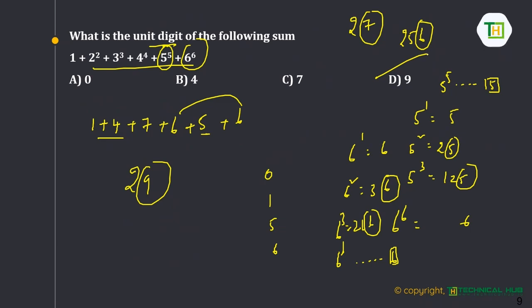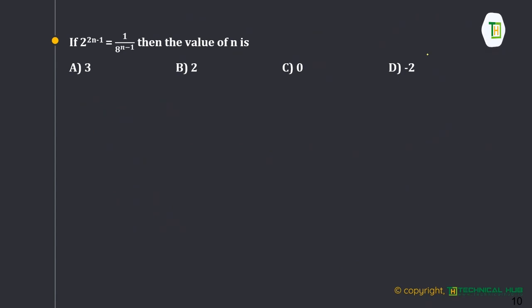So next question. If 2 to the power of 2n minus 1 is equal to 1 by 8 to the power of n minus 1, then what is the value of n? So what is the expression given here? 2 power of 2n minus 1 is equal to 1 by 8 power of n minus 1. Here 8 power n minus 1. So 8 is nothing but 2 cube, so write down like that.